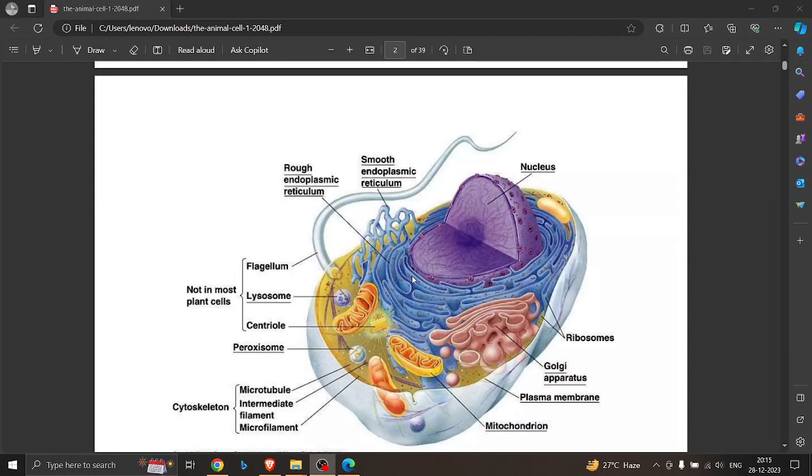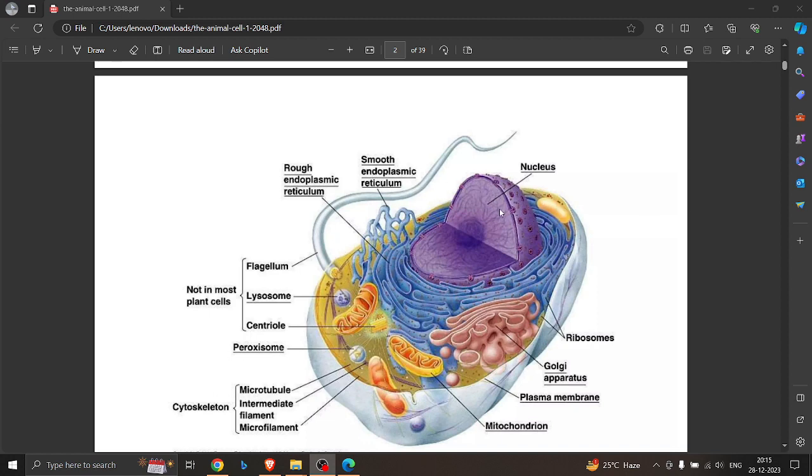Now we'll discuss the animal cell and its different organelles, that is, different components like mitochondria, endoplasmic reticulum, lysosomes. All those we'll discuss. So this diagram shows the cell. If you see here, what are the parts which are present, then we'll move on to the different parts.